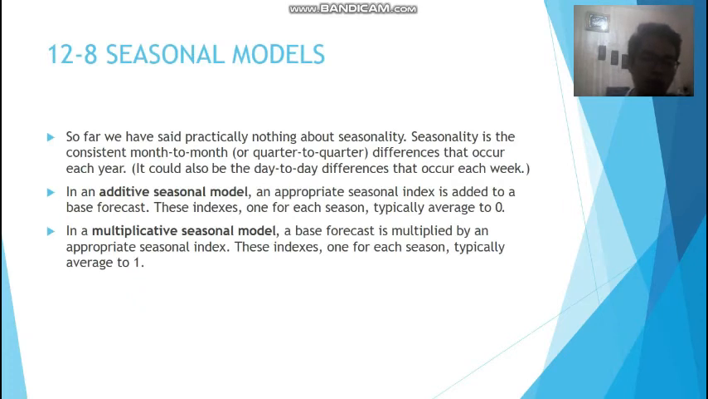12.8 Seasonal models. So far, we have said practically nothing about seasonality. Seasonality is the consistent month-to-month or quarter-to-quarter differences that occur each year. It could also be the day-to-day differences that occur each week. In an additive seasonal model, an appropriate seasonal index is added to a base forecast. These indexes, one for each season, typically average to 0. In a multiplicative seasonal model, a base forecast is multiplied by an appropriate seasonal index. These indexes, one for each season, typically average to 1.